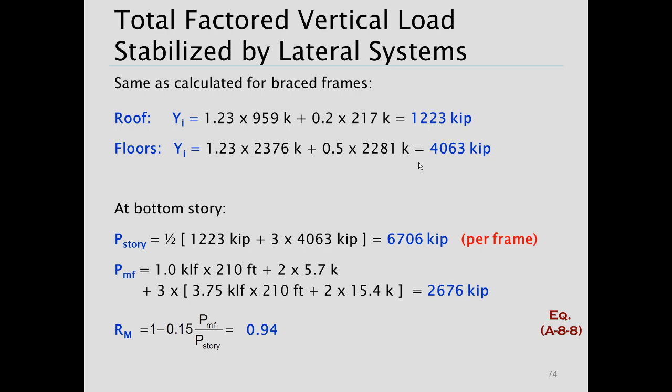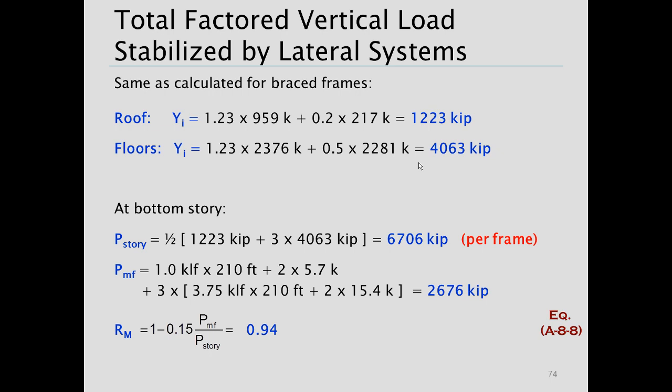Now, a little bit different now that we're talking about our moment frames in the east-west direction. We've got a PMF, 1 kip per linear foot times 210 feet at the roof level, plus the 2 5.7 kip loads at the ends of the moment frames, plus 3 floors times 3.75 kips per linear foot times 210, plus the 2 15.4 kips at the end columns of our moment frames. So the total vertical load at the bottom story that's supported by our individual moment frames on each frame is 2276.